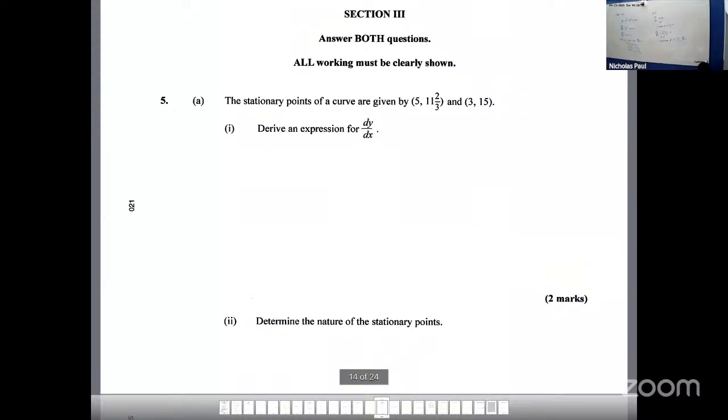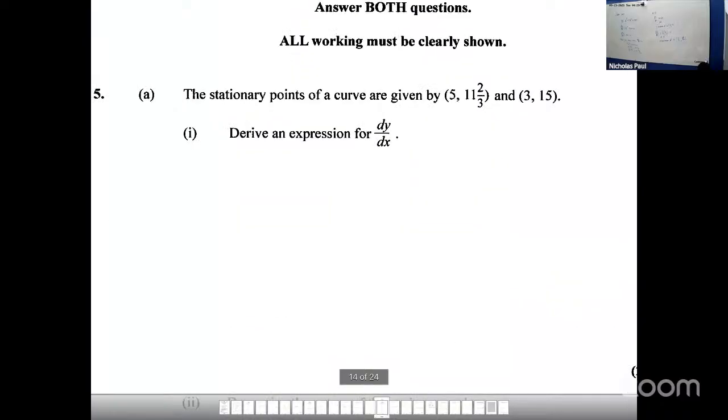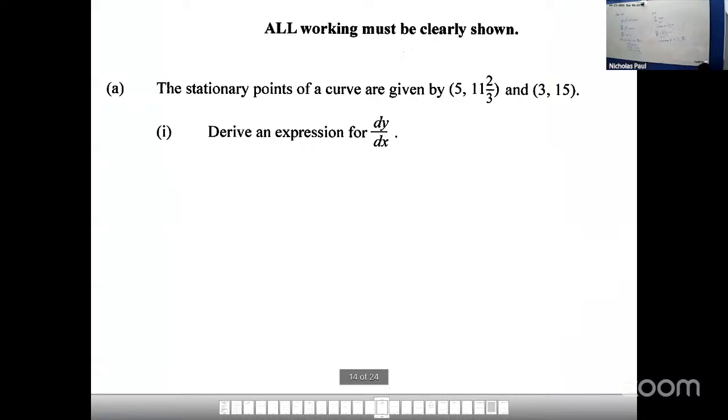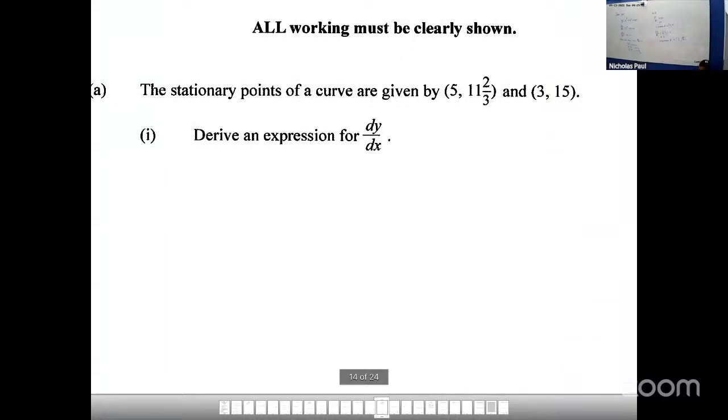Right. What is here? What are we going to do here?